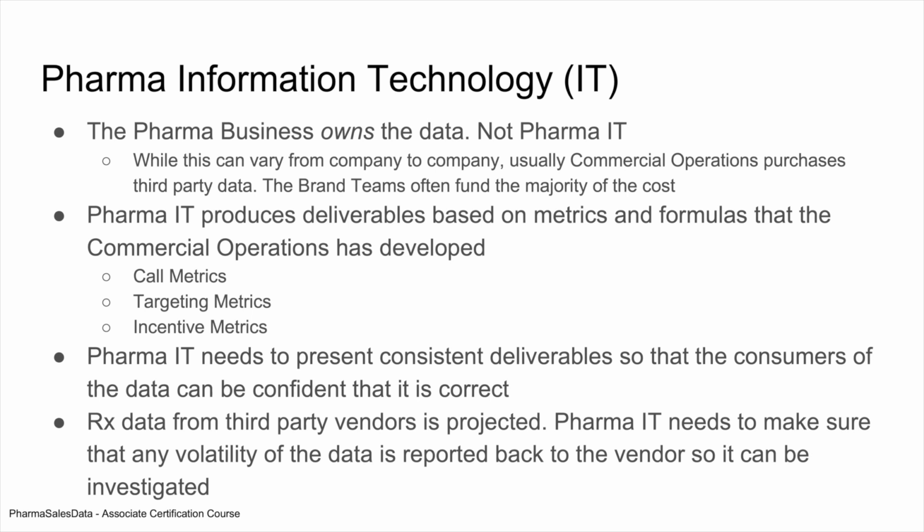Pharma IT needs to present consistent deliverables so that the consumers of the data can be confident that it is correct. Prescription data, otherwise known as RX data from third-party vendors, is projected. Pharma IT needs to make sure that any volatility of the data is reported back to the vendor so it can be investigated and possibly corrected.